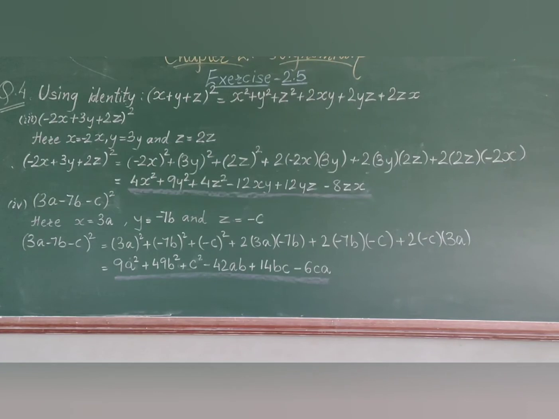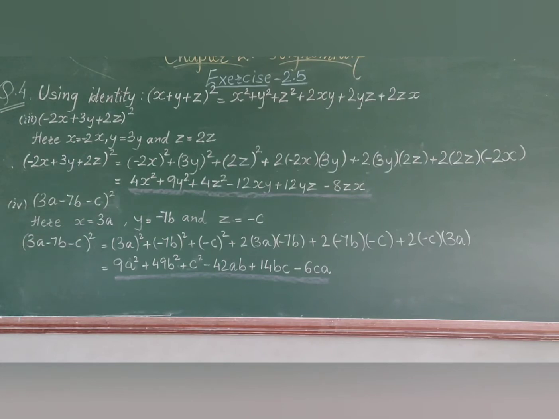So I am expanding minus 2x plus 3y plus 2z whole square equal to minus 2x whole square plus 3y whole square plus 2z whole square plus 2 into minus 2x into 3y plus 2 into 3y into 2z plus 2 into 2z into minus 2x. That is equal to 4x square. We know that square of any negative number is always positive. So 4x square plus 3 threes are 9y square plus 2 squared, 4z square.